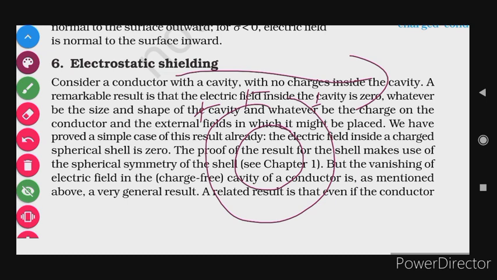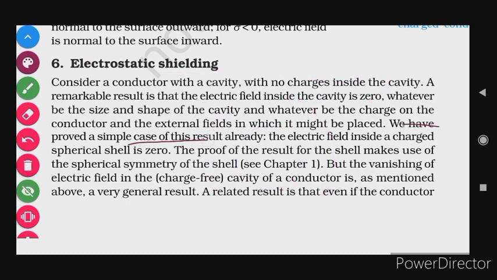So now we have proved a simple case of the result already. The electric field inside a charged spherical shell is 0. If you go through the first chapter, you will see the last proof that we did was for the spherical shell. Inside the spherical shell, the electric field is 0. The proof of the result for the shell makes use of the spherical symmetry of the shell.